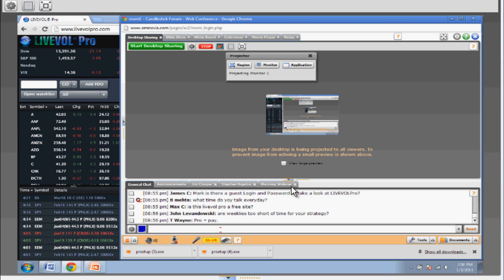Are weeklies too short of a time for your strategy? No, weeklies have volatility that matters. All right? Absolutely. Implied vol in weeklies is super important. About the only time where volatility doesn't matter is the last 2 hours of expiration.